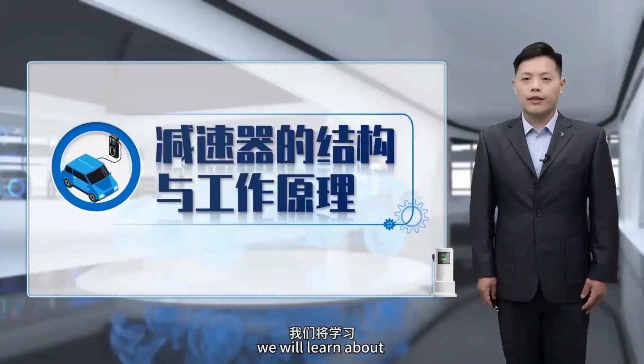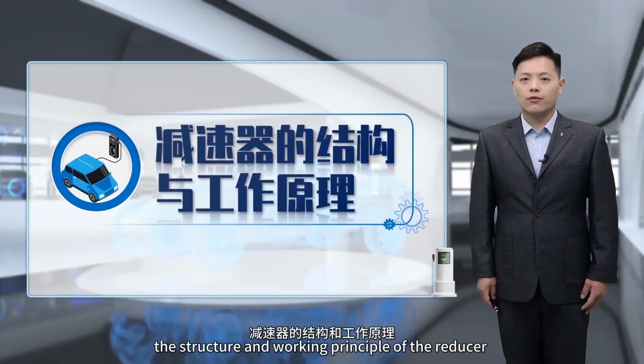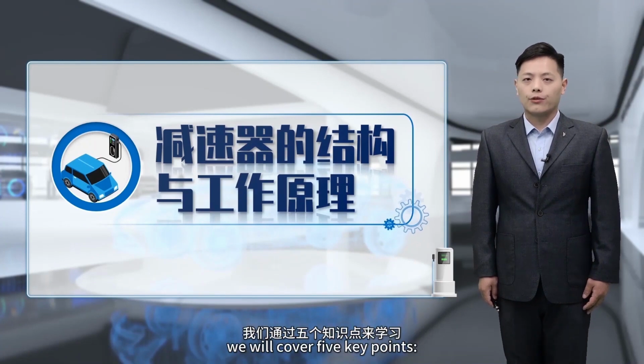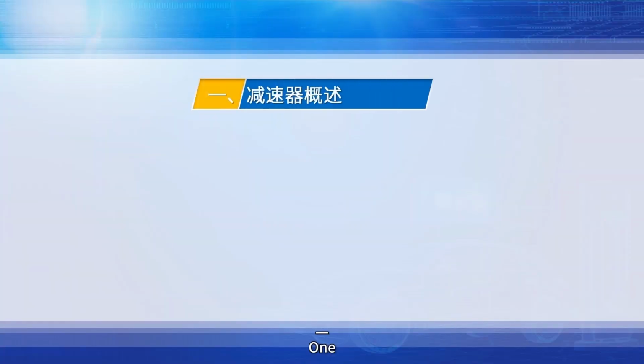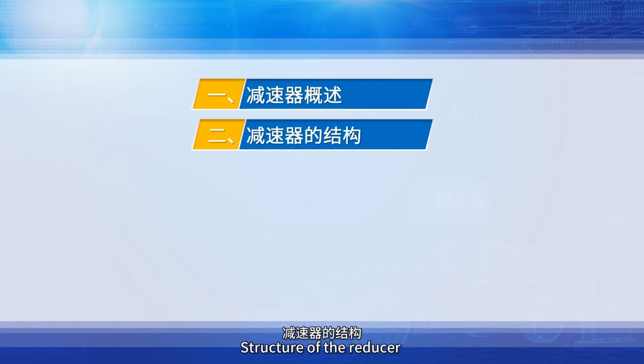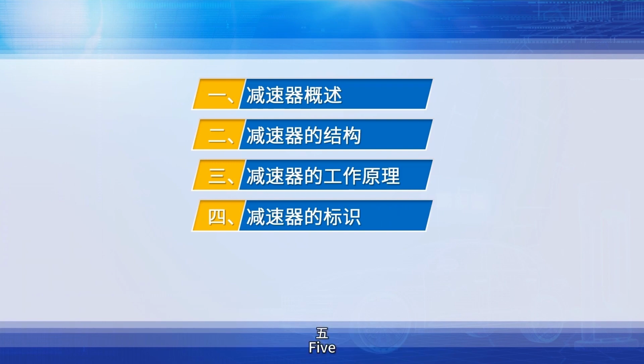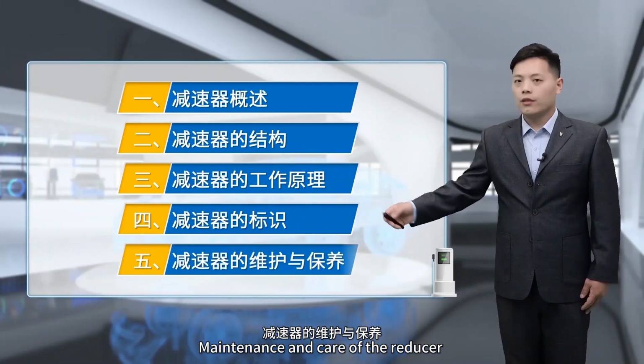Today, we will learn about the structure and working principle of the reducer in new energy vehicles. In this lesson, we will cover 5 key points. 1. Overview of the reducer. 2. Structure of the reducer. 3. Working principle of the reducer. 4. Identification of the reducer. 5. Maintenance and care of the reducer.